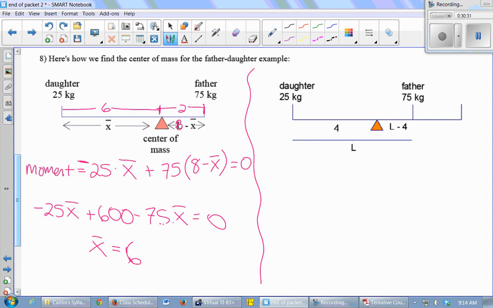What is the common relationship between 25 and 75 and 2 and 6? 3 times. Yep. The father weighs 3 times as much as the daughter, so the daughter has to sit 3 times as far away from the pivot.